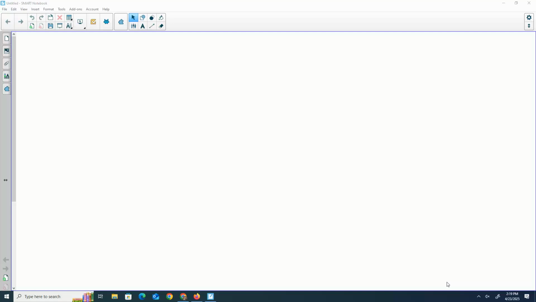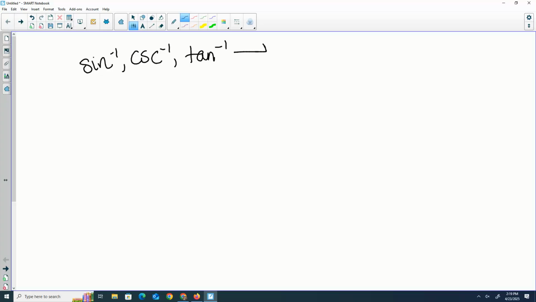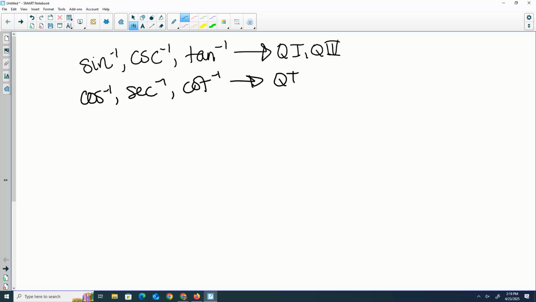Problems 1 through 7 are all inverse, like section 6.1. Remember, when we were dealing with inverses, our quadrants were limited. If we had sine inverse, its reciprocal cosecant inverse, or tangent inverse, the answer was in quadrants 1 or 4. If we had cosine inverse, secant inverse, or cotangent inverse, that's quadrants 1 and 2.